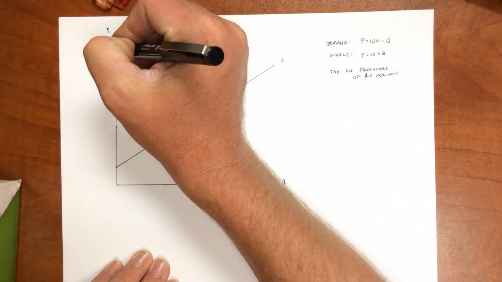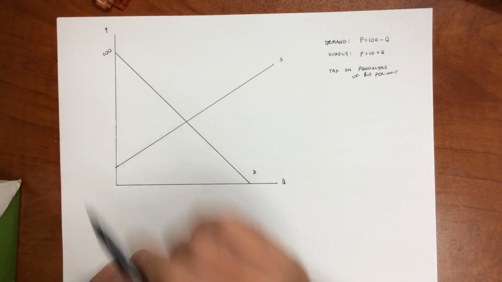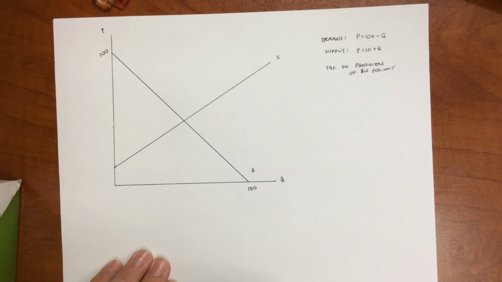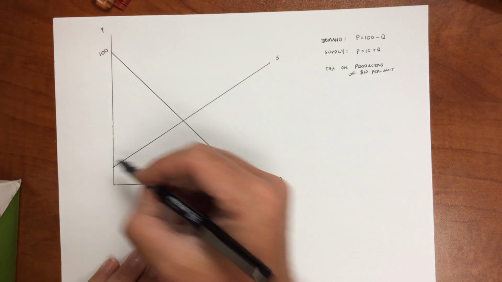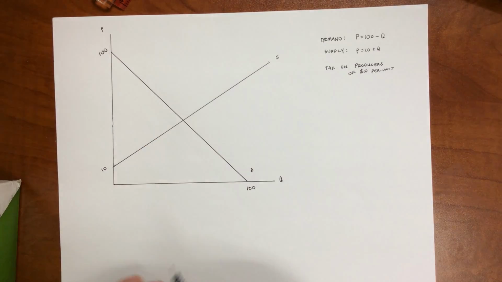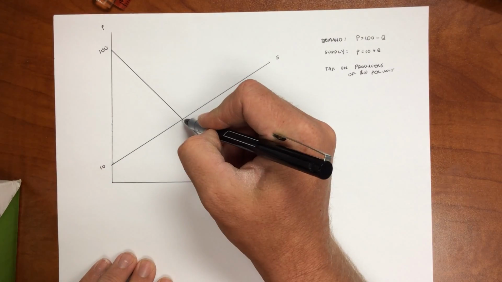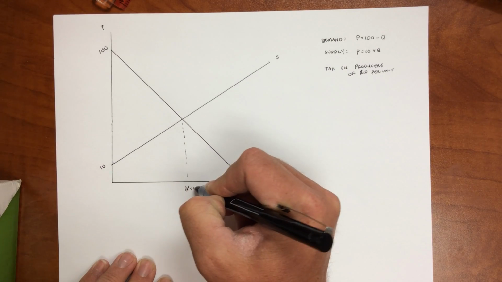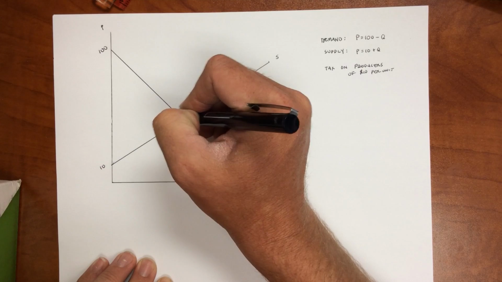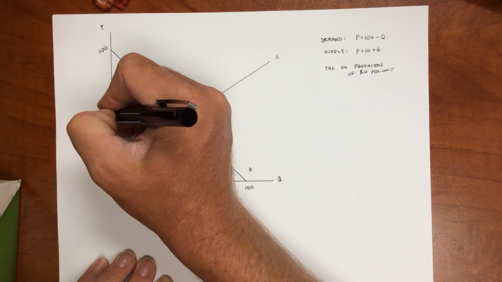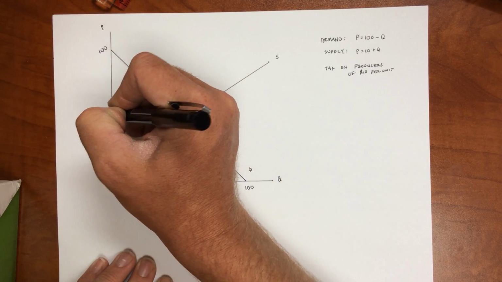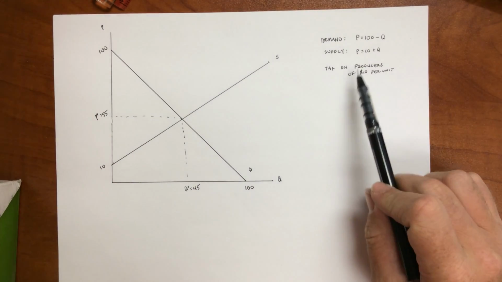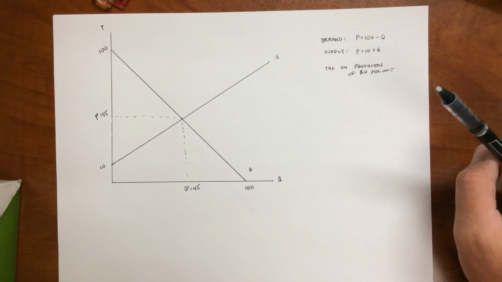Our demand equation is 100 minus Q, so the y-intercept is 100. A slope of -1 means we'll be over here at 100. The supply curve starts off at 10 and has a slope of 1. That means our equilibrium quantity is 45, and P star is 55. Now we want to see what happens when we introduce this tax on suppliers.